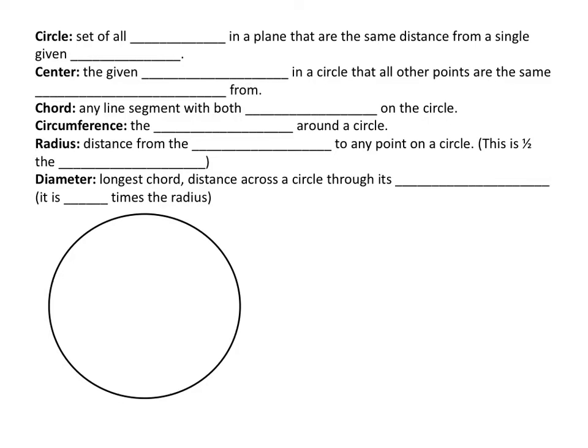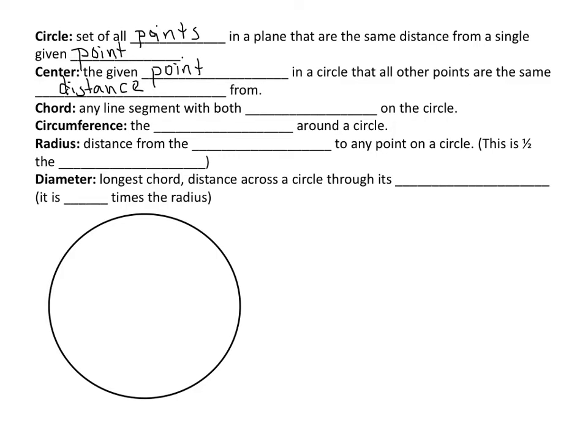First of all, a circle by definition is a set of all points in a plane that are the same distance from a single given point. The center is the given point in a circle that all other points are the same distance from. Pretty straightforward. Alright.